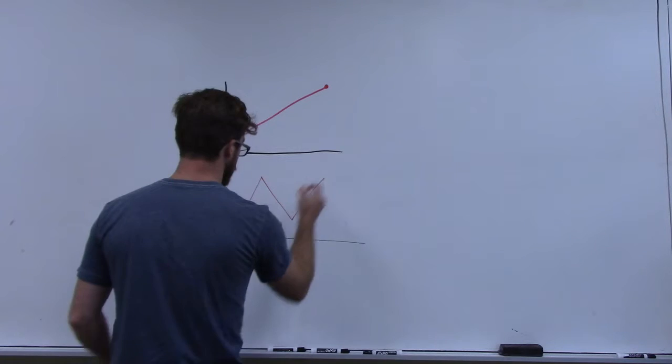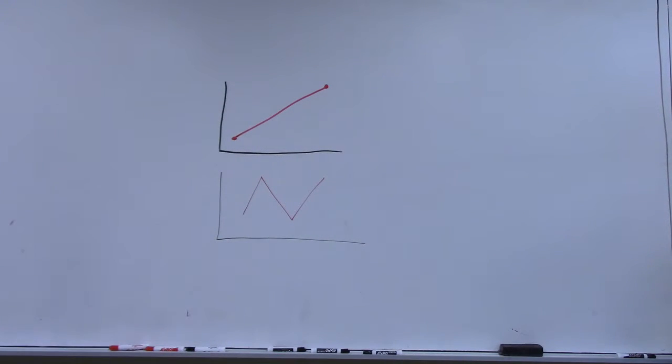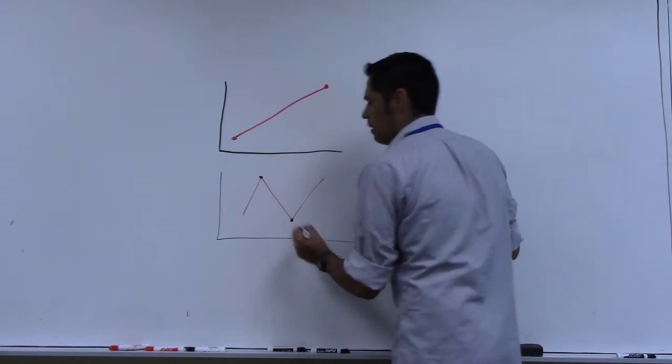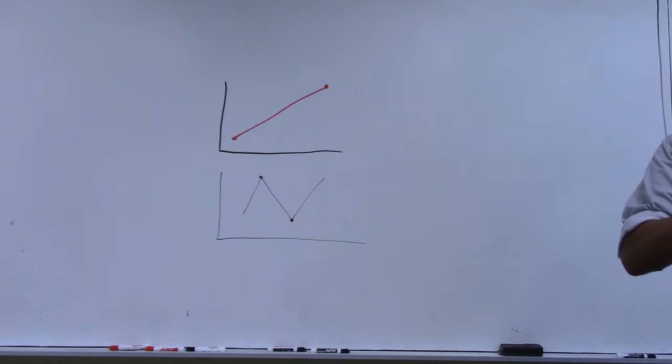There you go. Okay. Very good. So you're saying at these points, right? Points, yes. At these corners. That's good. Remember we said derivatives could not exist at corners, right?